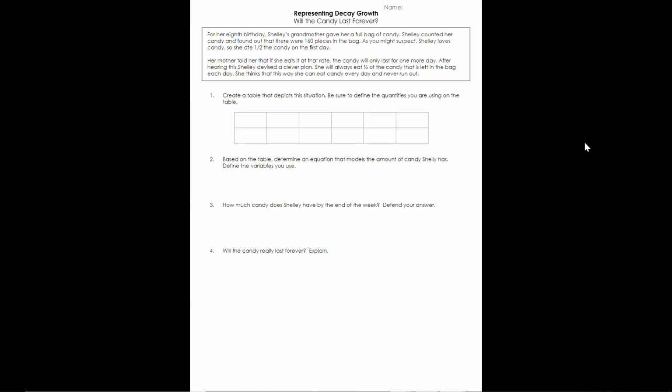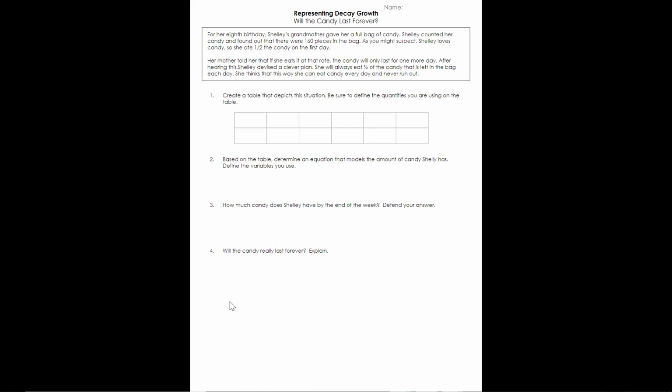After hearing this, Shelly devised a clever plan. She will always eat 1/2 of the candy that is left in the bag each day. She thinks that this way she can eat candy every day and never run out. Okay, so we're going to create a table based off of this scenario.